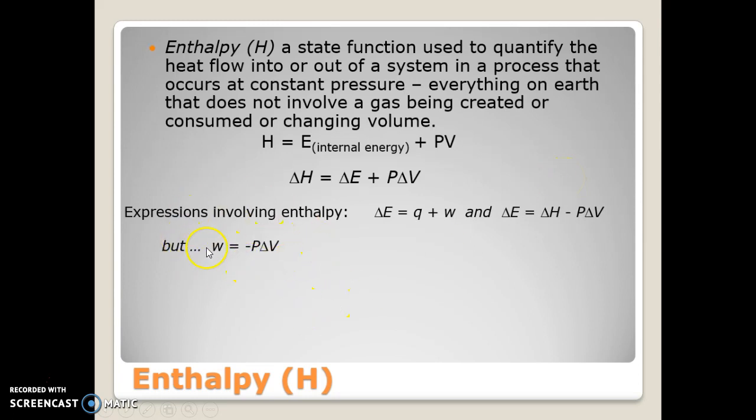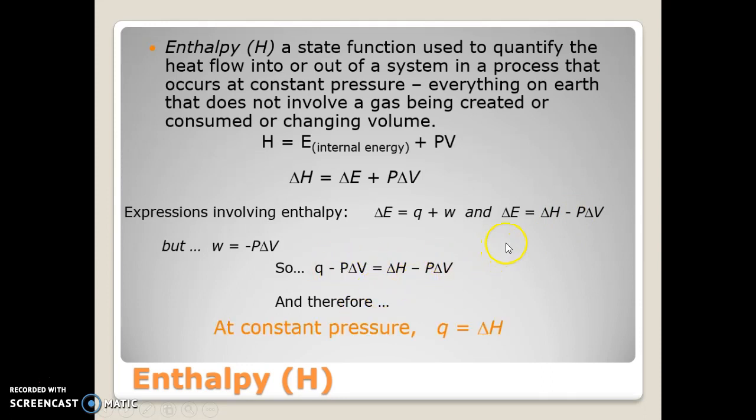We know that work, from the last slide, is equal to negative P delta V. So we're going to substitute negative P delta V in here. And look what happens. Q minus P delta V, because there's W, is equal to delta H minus P delta V. Well, minus P delta V can drop out, so what are we left with? Delta H is equal to Q.